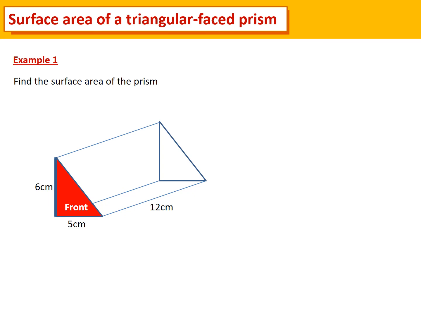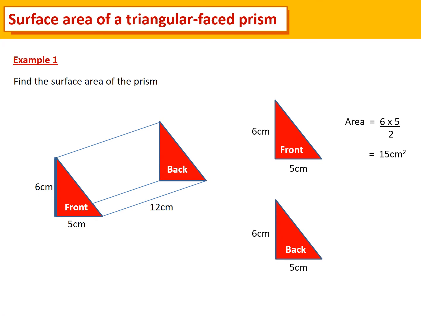The front triangle, using half the base times the height, would be a half of 6 times 5, which is the same as 6 times 5 divided by 2, and that would be 15 square centimeters. And of course, the back triangle, being exactly the same size, is 15 square centimeters.